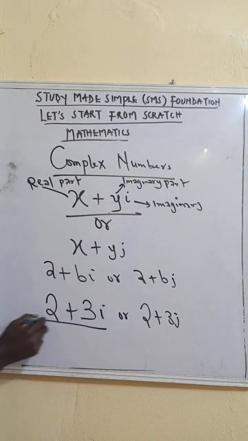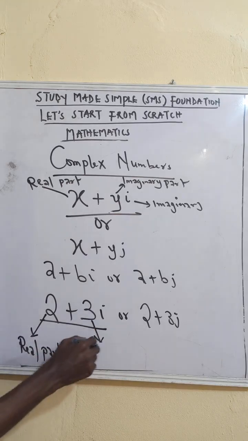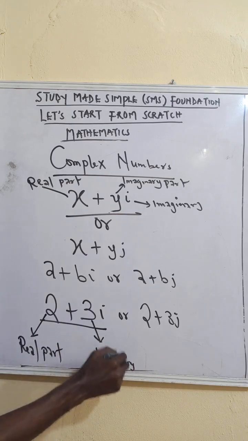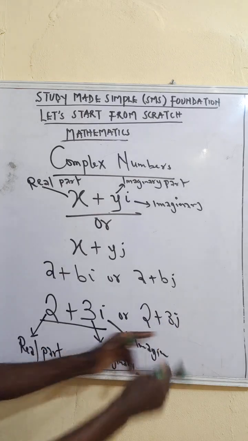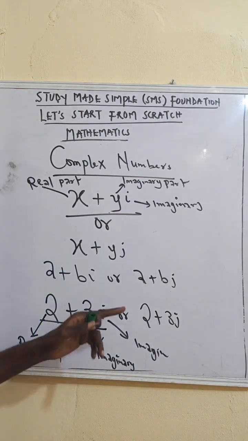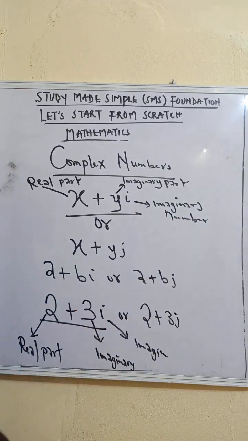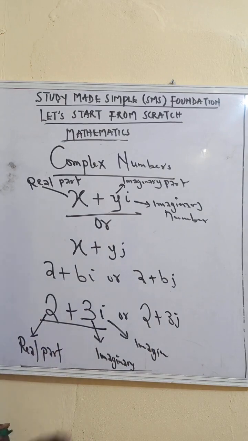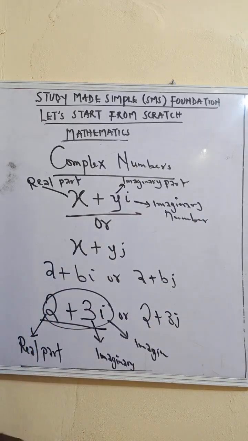For example, 2 plus 3i. 2 represents the real part of the complex number. 3 represents the imaginary part of the complex number. I represents the imaginary number, just like J represents the imaginary number. So, good. You don't separate them, you take them together like that. So numbers like this exist in the complex number system.